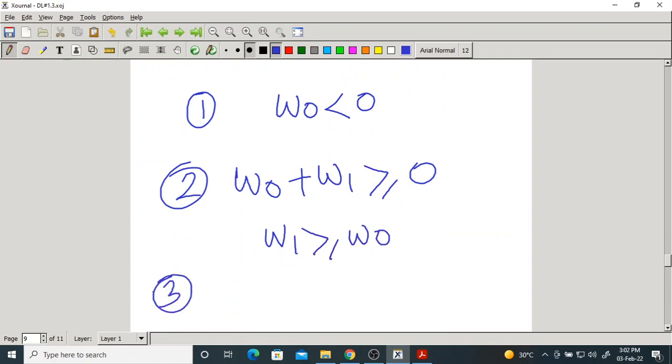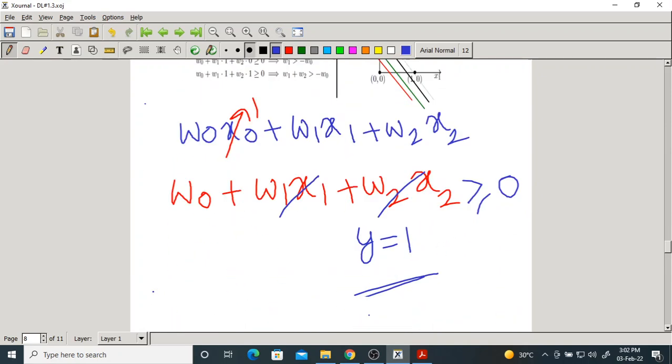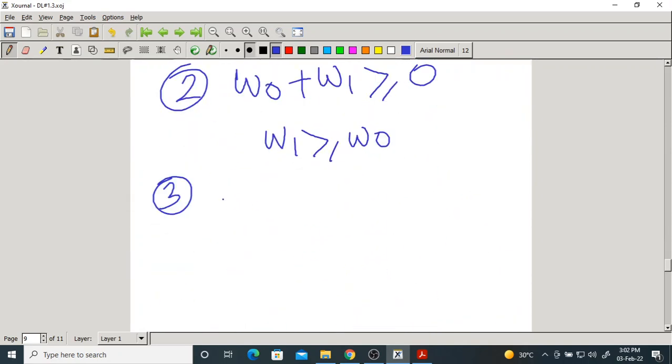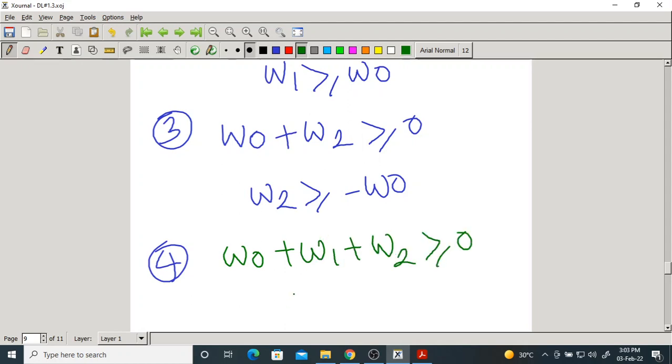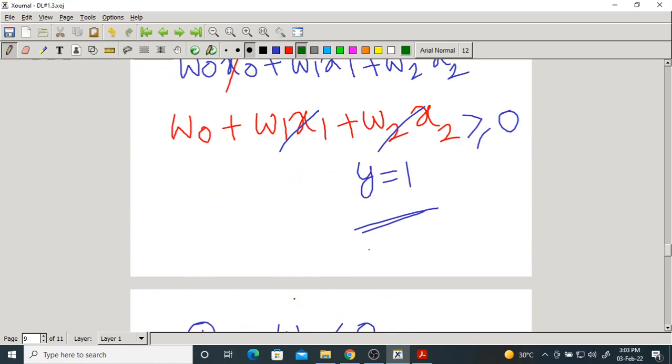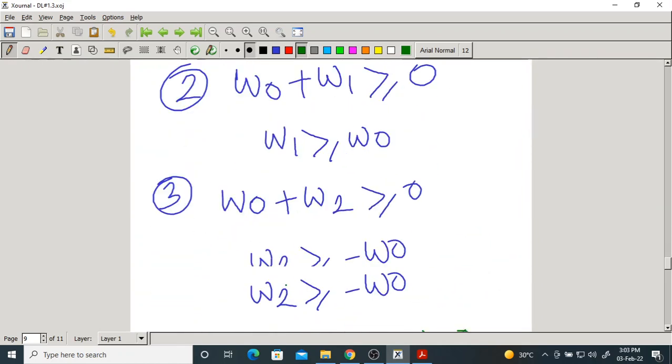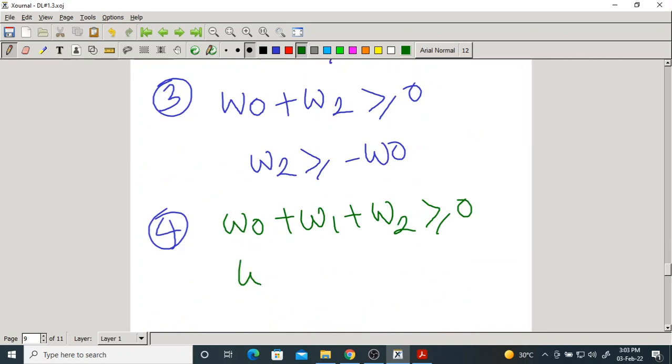Third input, what is the third input? 0, 1. So W0 is always present, W0 plus W1 into 0 plus W2 should be greater than or equal to 0. So W2 is more than or equal to minus W0. Last input, both are 1. Then W0 plus W1 plus W2 should be greater than or equal to 0 obviously. So simply you can say W1 plus W2 should be more than or equal to minus W0.